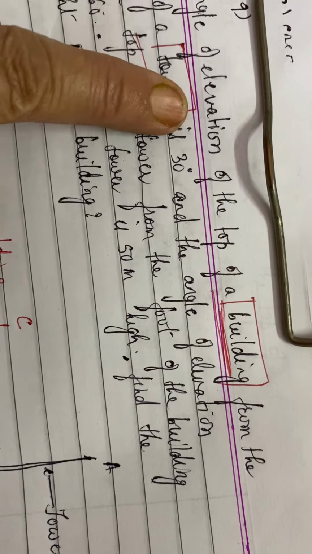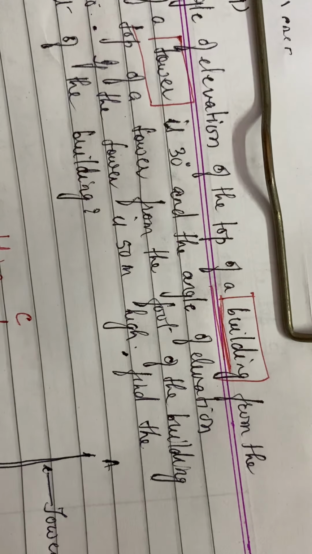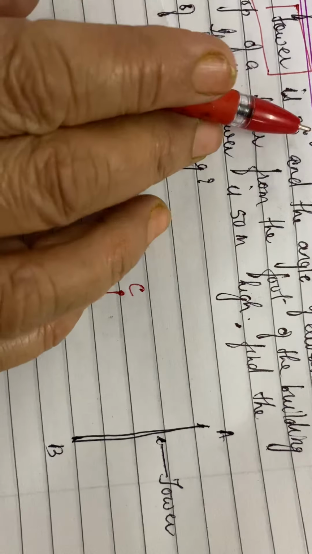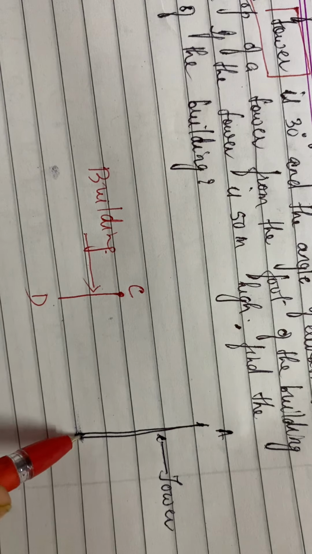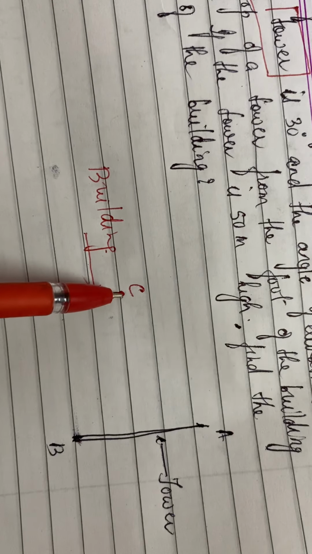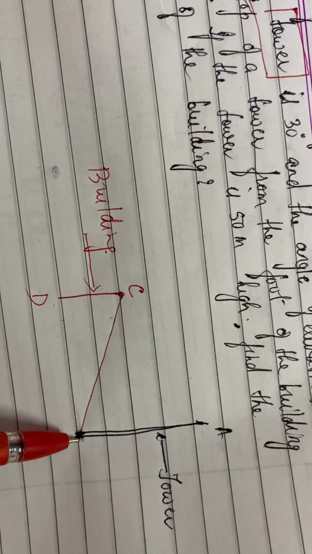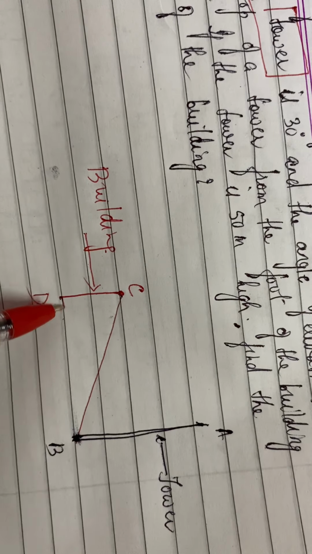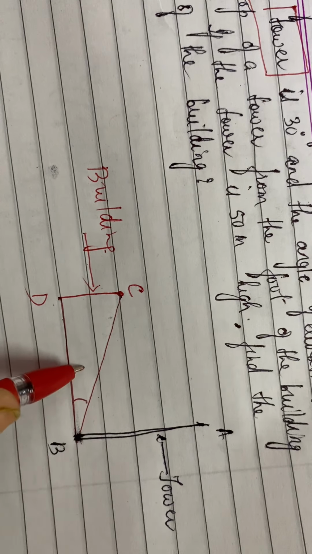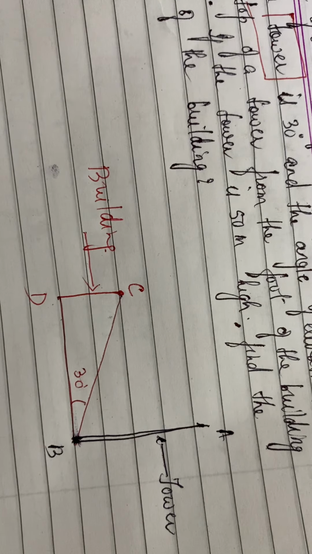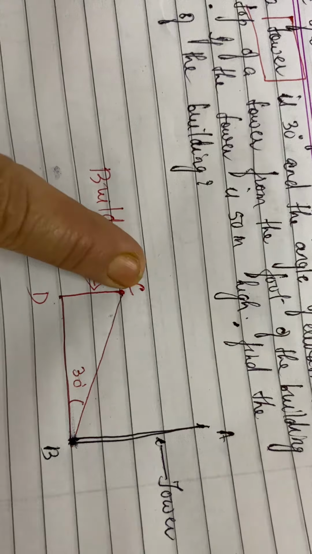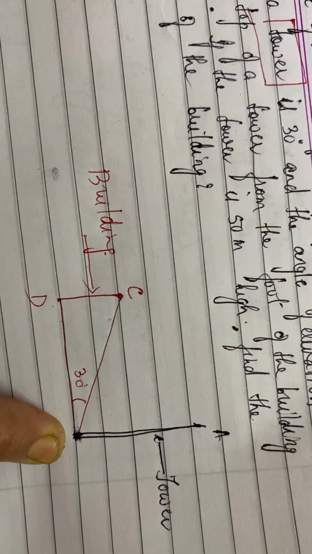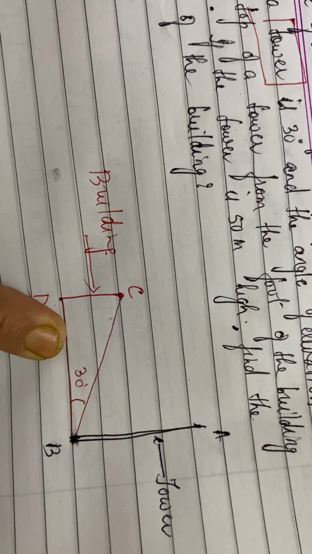Again read: the angle of elevation of the top of the building. C is the top of the building. Angle of elevation of the top of a building from the foot of the tower, B is the foot of the tower. So the angle of elevation is how much? It will be 30 degrees. I hope you understood this.